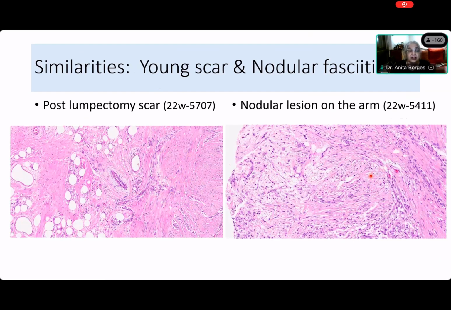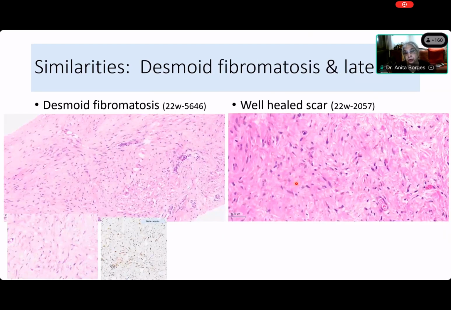A mastectomy is done within 3 weeks of a lumpectomy, and you will be able to see such beautiful scar tissue. And that nodular fasciitis resembles that kind of scar tissue. Now, when you come to the other end of the spectrum, that is desmoid fibromatosis. This is a well-healed scar on the right-hand side, and this is desmoid fibromatosis. You look at the two, and honest to goodness, you can't tell the difference unless you know that something is forming a mass. Histologically, there is no difference on H&E between a desmoid fibromatosis and a well-healed scar.